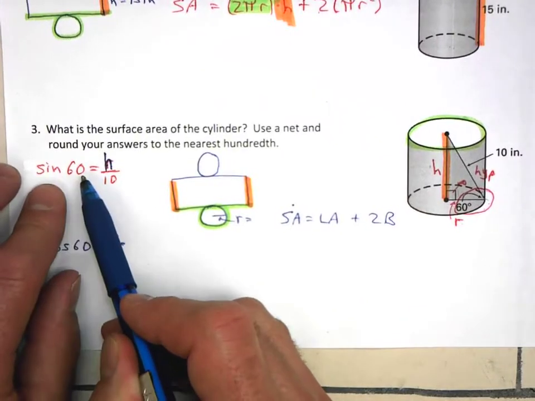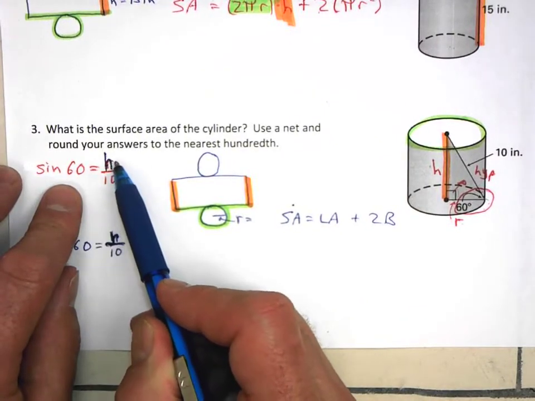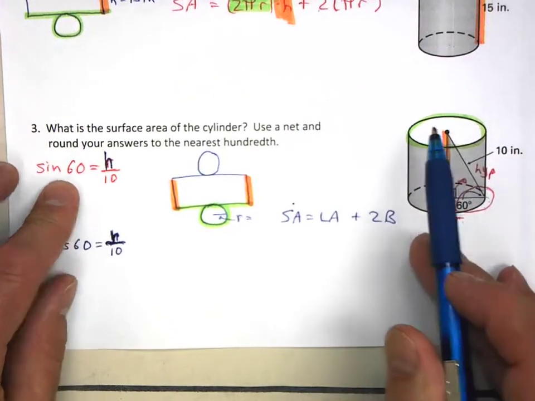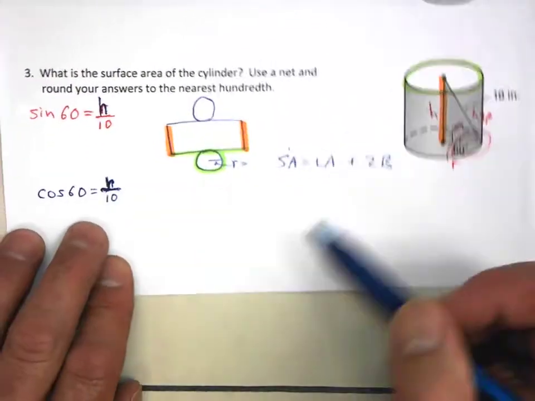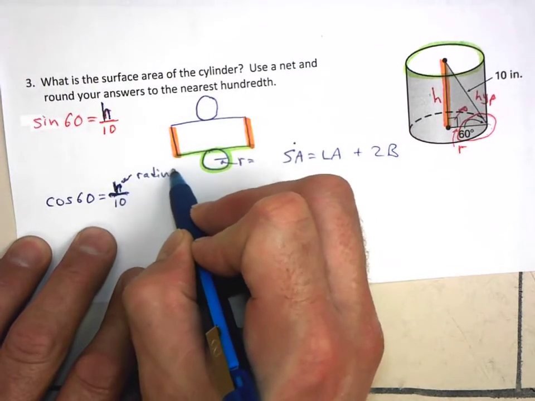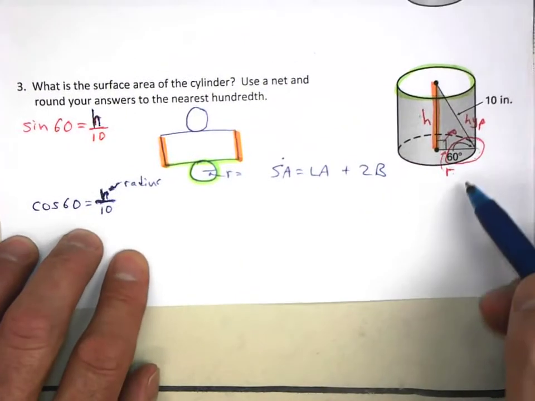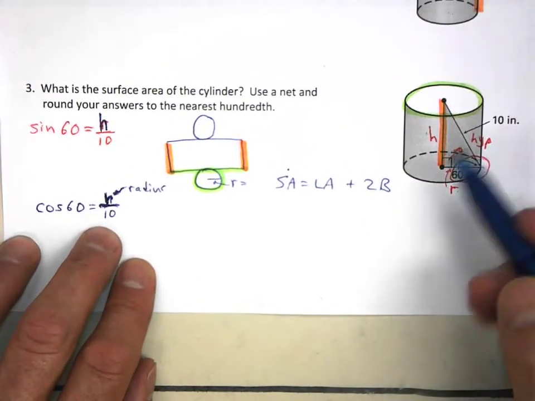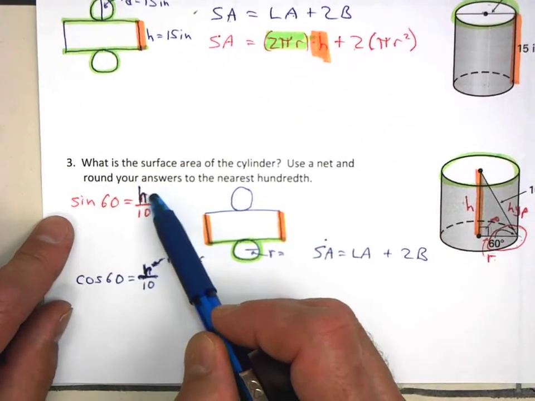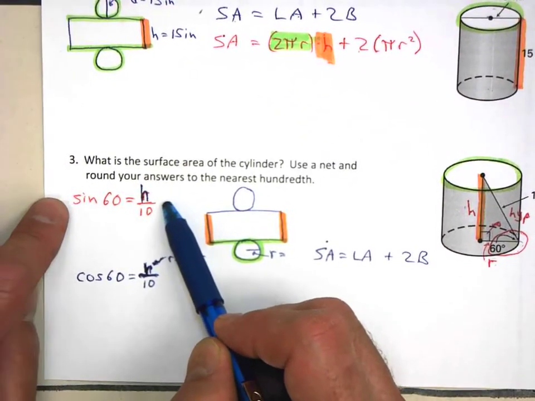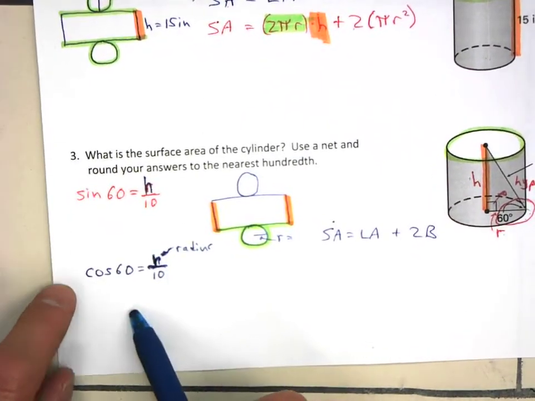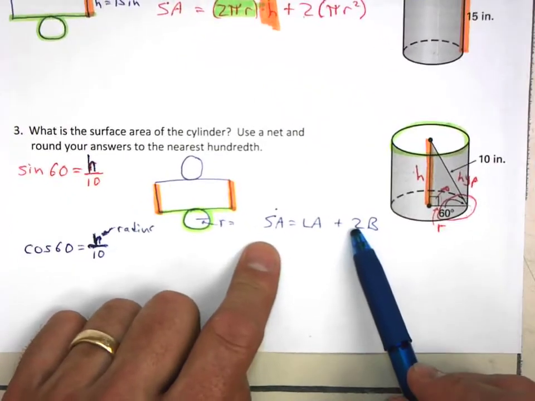So the sine of 60 equals the height over 10, right? The opposite over the hypotenuse. And the cosine of 60 equals, that's a radius there, radius over 10. All right, real sloppy here. Okay, and you know how to solve this little equation for the height. You multiply both sides by 10. Then you'll have the height, and multiply both sides by 10 here. Then you'll have the radius, and then you plug that into your equation.